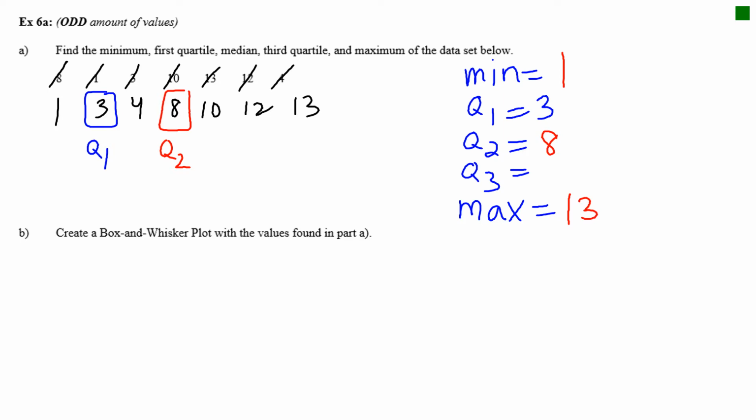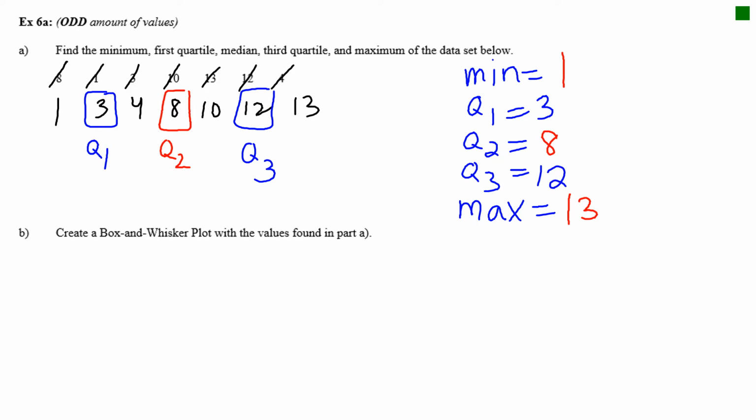Q3 is going to be the median of the upper half. So now we're ignoring 8, 4, 3, 1. And we're ignoring everything to the left. We're only looking at 10, 12, 13. Cross out 10, cross out 13. 12 is in the middle, so that's going to be our Q3. Okay. That's the final answer for part A.